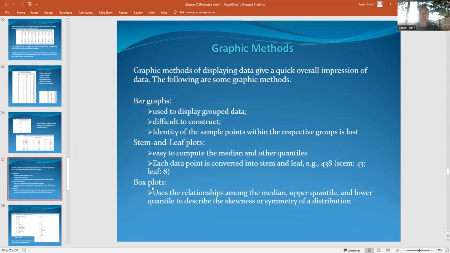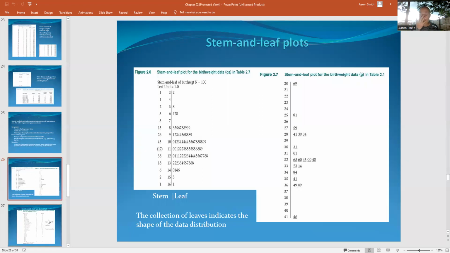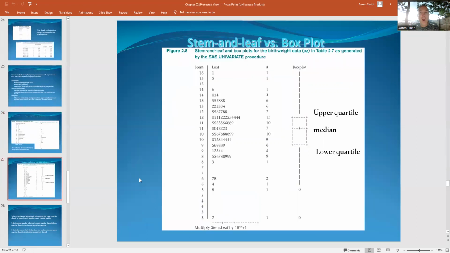Now, box plots. I use box plots every week at work. These are great for showing the relationship among medians, upper quartiles, lower quartiles, and they can show skewness and symmetry and distribution like that. And they're easy to compare, which population is bigger than the other. All right, so here's a stem and leaf plot, or two of them at least. All right, a box plot.